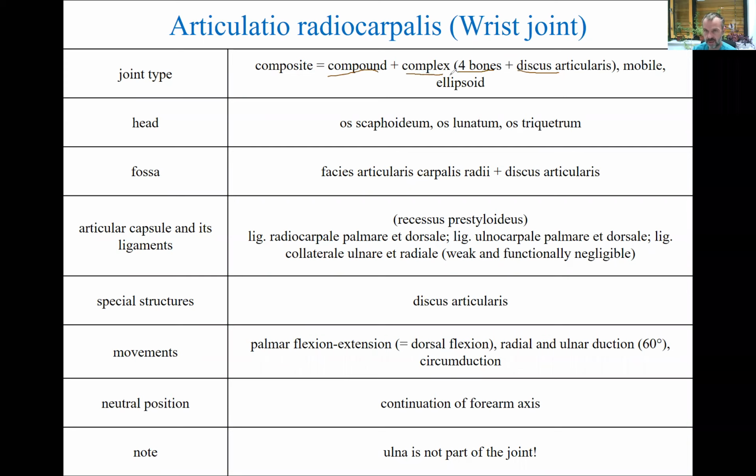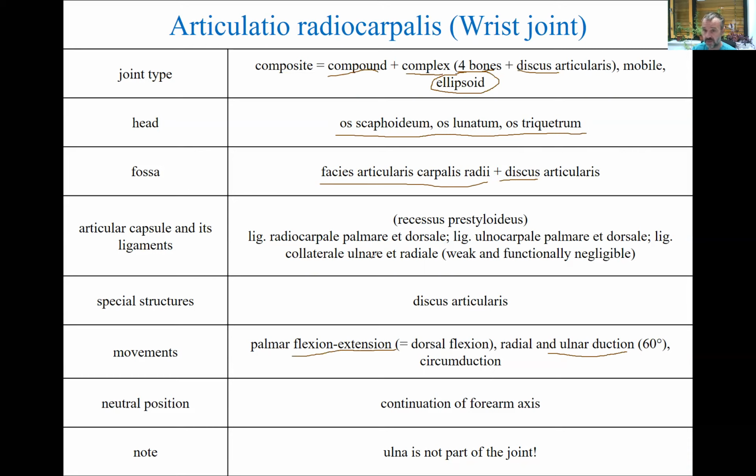And as for the movements, it's ellipsoid. It allows only palmar flexion and extension. So palmar flexion, dorsal flexion, and ductions, radial and ulnar. Okay, what is the head? The head are the carpal bones. The proximal line from lateral to medial: scaphoid, lunate, and triquetrum. The fossa is the radius and its carpal articular surface plus the disc.